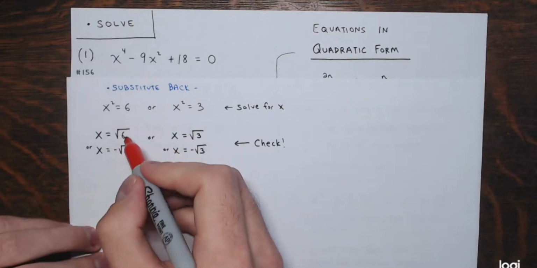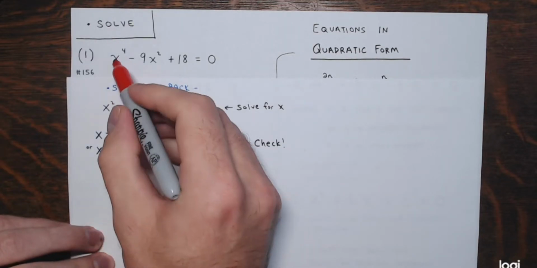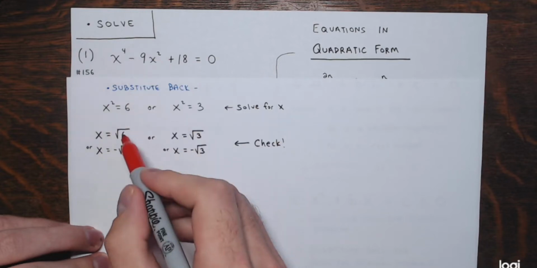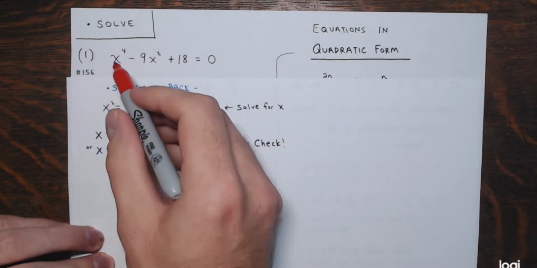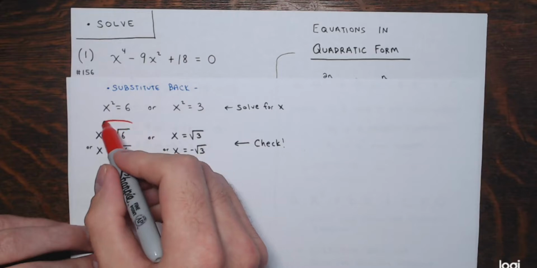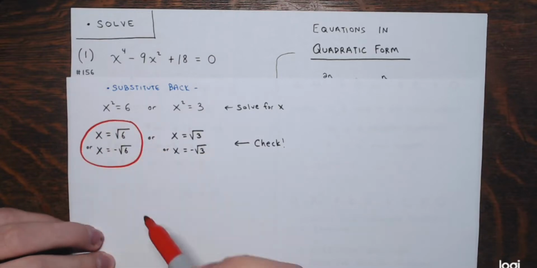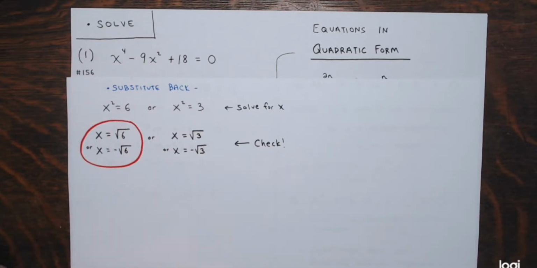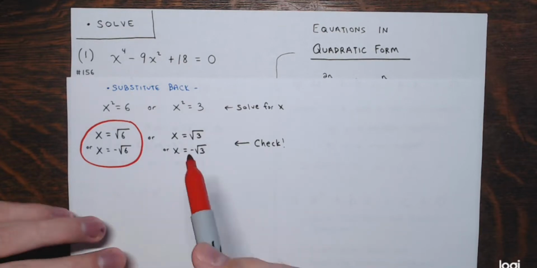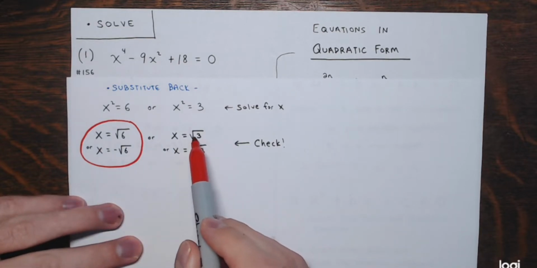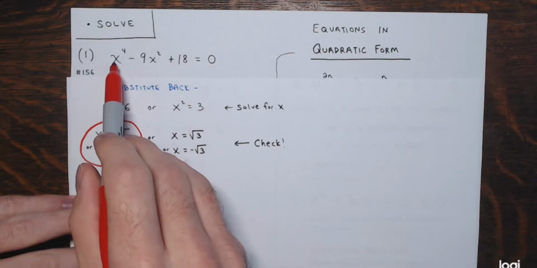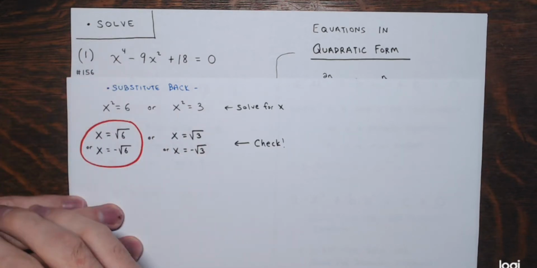And the same would go for negative square root of 6, because these are to the even powers. So a negative number to an even power will give you the same result as a positive number. So both of these work. The square root of 6 is a solution, and so is negative square root of 6. Plug in the square root of 3. The square root of 3 to the 4th power would be 9.